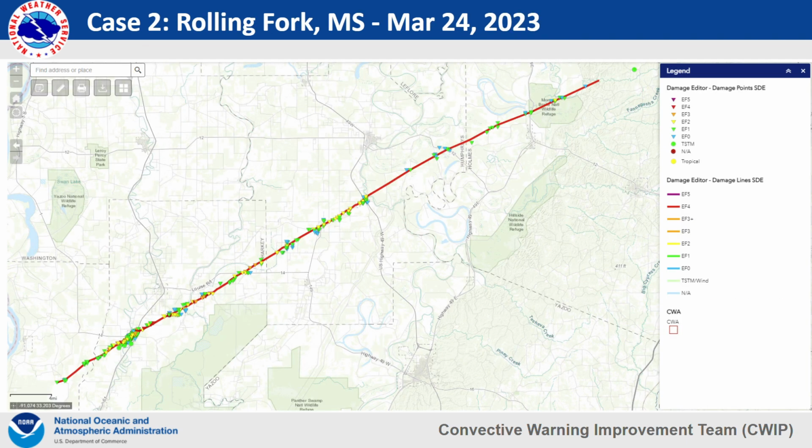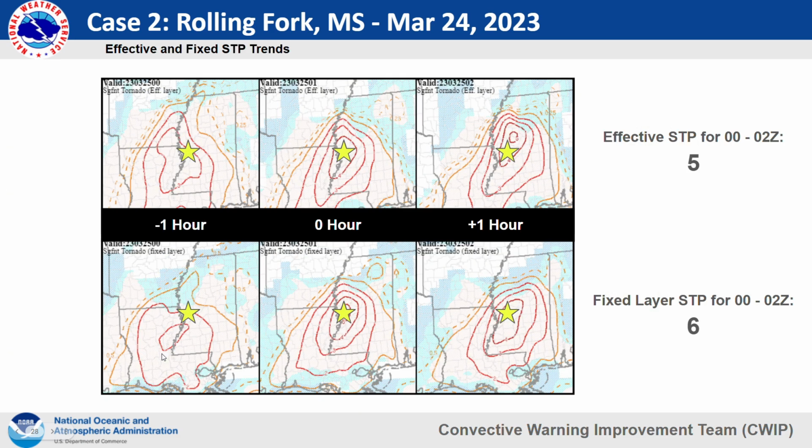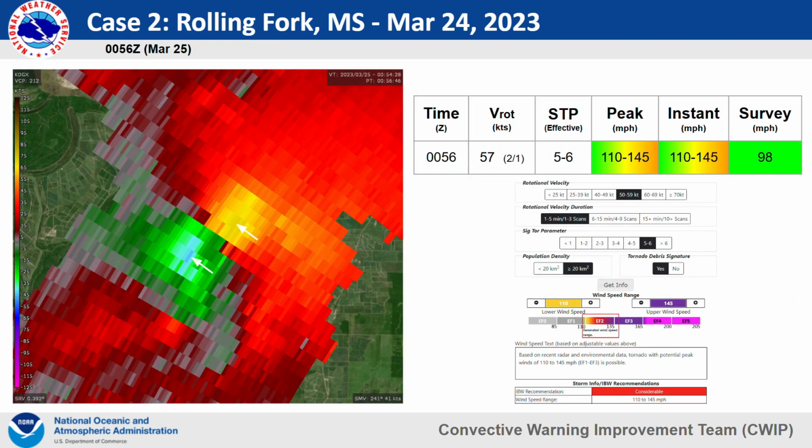The second case we have is the Rolling Fork, Mississippi case from 2023, and this was a more unique tornado in that much of the damage in this longer track tornado, much of the worst damage occurred early on in the tornado path. And this is where we had the EF3, EF4 damage. Again, here's the effective and fixed STP, both an hour prior, during, and an hour after the tornado, values in the 5 to 6 range at the star of the location of the tornado.